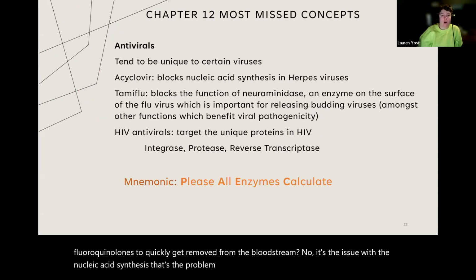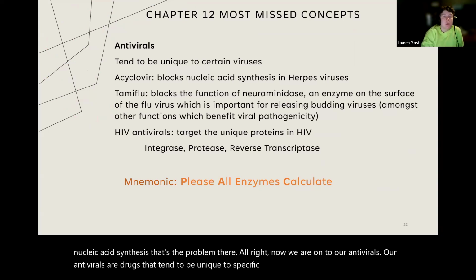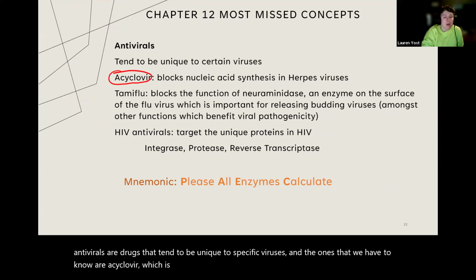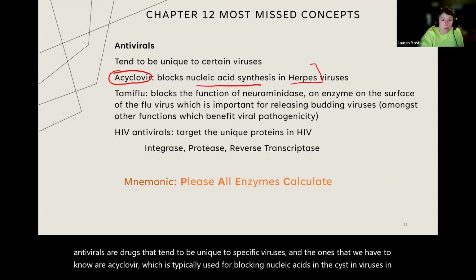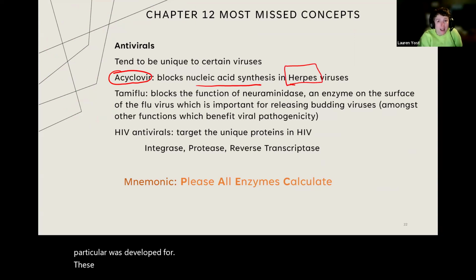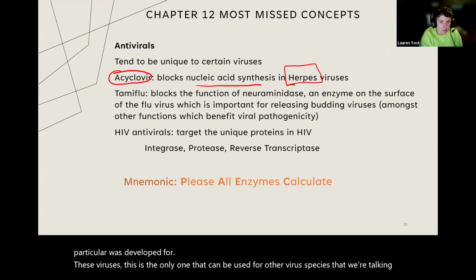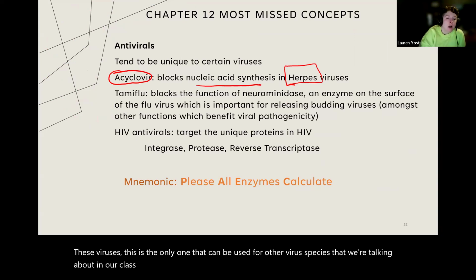All right, now we are on to our antivirals. Our antivirals are drugs that tend to be unique to specific viruses, and the ones that we have to know are acyclovir, which is typically used for blocking nucleic acid synthesis in viruses. In particular, it was developed for herpes viruses. This is the only one that can be used for other virus species that we're talking about in our class. So acyclovir and ones that are derived from it.